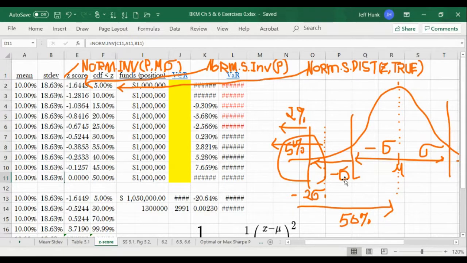And the standard deviation, a mean of 0 and standard deviation of 1. So it's like a standardized distribution, right? But our distribution has a mean of 10% and a standard deviation of 18%. Makes sense?